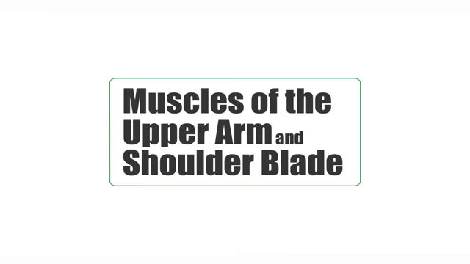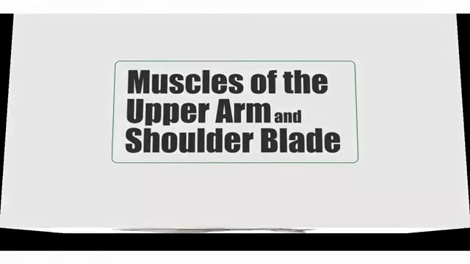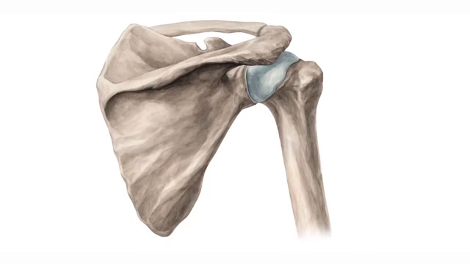Welcome to another tutorial. This time I'm going to be talking about the muscles of the upper arm and the shoulder blade. Like you see here on this image, we have the humerus here, which is the main bony framework of the upper arm. And on your left side, you have here the triangular shaped bone known as the scapula, or also known as the shoulder blade.